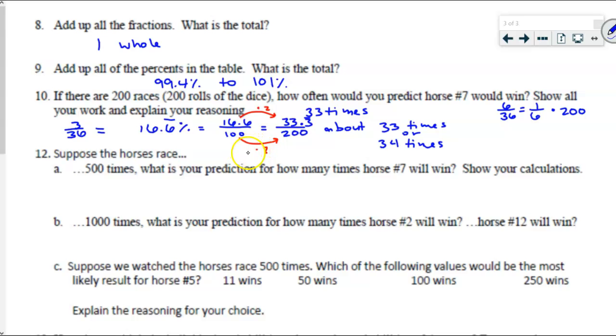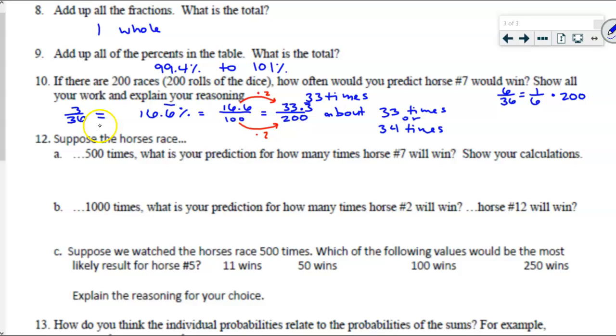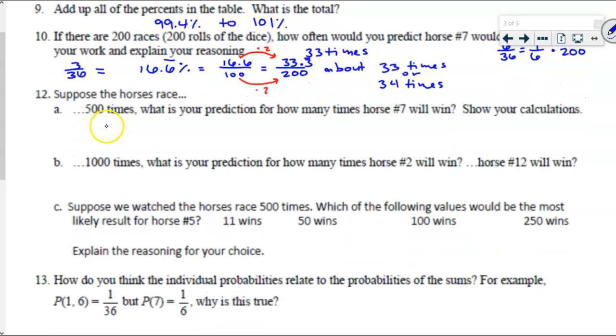Okay, so again, we have an idea, we have some strategies that are going to work here, but let's go with math practice 6. Let's be a little bit more precise and remember that fractions are friends. So instead of using the percentage and using the decimal, let's use the fraction because fractions are friends. Let's continue to predict, what if we raced 500 times? What if we raced 1,000 times? But please note what's being asked.